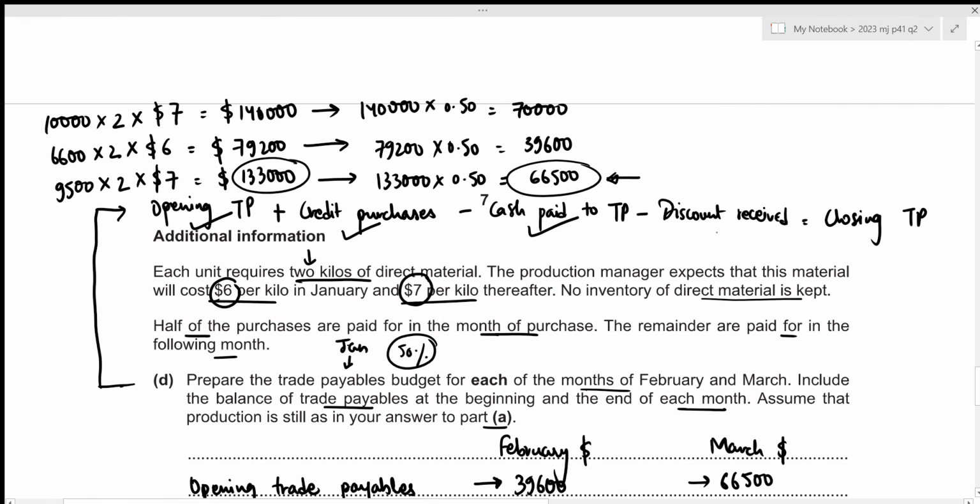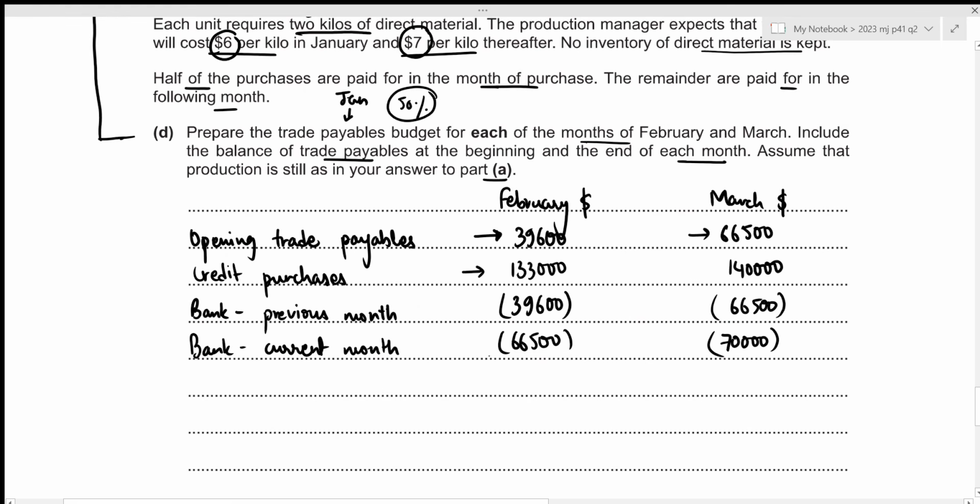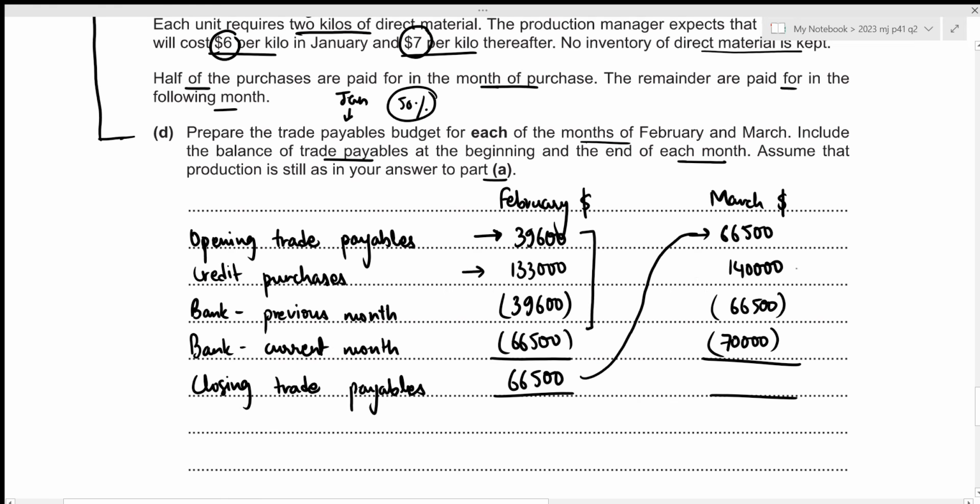We're not given any information regarding discounts received. So we just assume that there are no discounts received in this case. So now we can just figure out our closing trade payables. Let's figure out the total for February. That's 39,600 plus 133,000 minus 39,600 minus 66,500, which results in 66,500. Because the closing trade payables for February should be the opening trade payables for the month of March as well. Now for the closing trade payables for March, that will be 66,500 plus 140,000 minus 66,500 minus 70,000, which again results in 70,000.